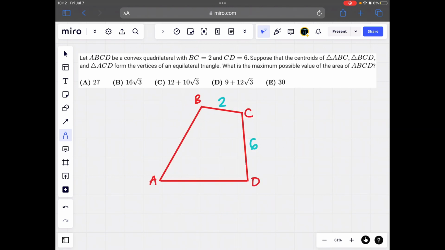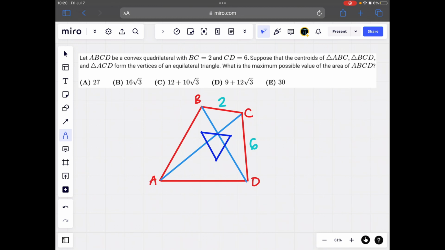This is quadrilateral ABCD where we have BC equals 2 and CD equals 6. It is given that the centroids of triangles ABC, BCD, and CDA form an equilateral triangle, as I've shown in dark blue on this diagram. We can learn more about this by using complex numbers. Complex numbers are a common way to learn about such configurations as we go into Olympiad levels of geometry.